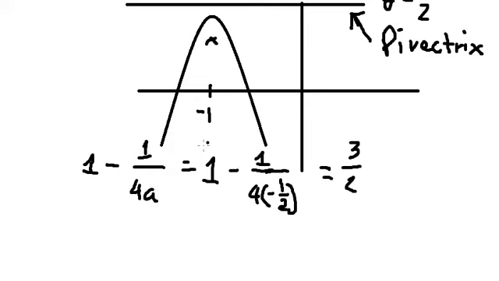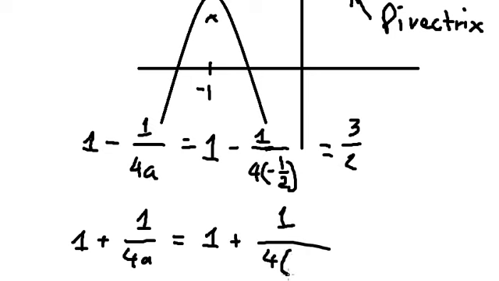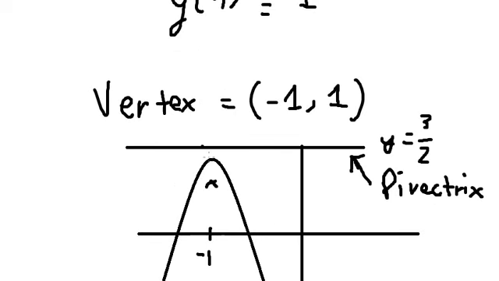For the focus, we just put only y in here. So we have 1 plus 1 over 4a. We get 1 over 2. So the point of the focus should be negative number 1, 1 over 2. And this is the answer for the question in here.